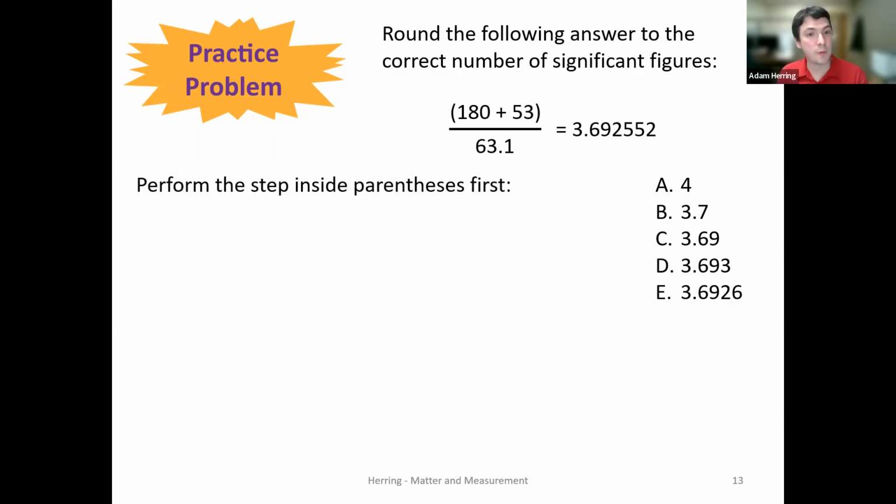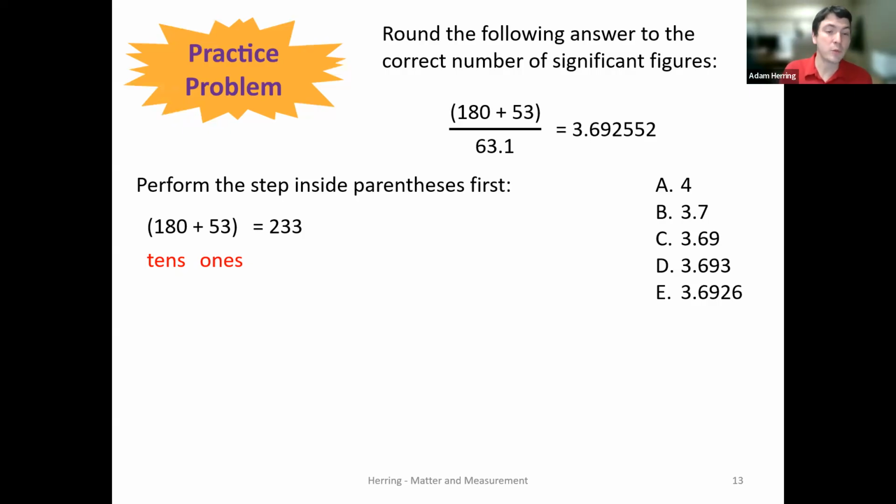We should first perform the steps inside the parentheses. So we have 180 plus 53. That gets us 233. If we evaluate this, we use the rules for addition and subtraction, which is that we evaluate the least precise value in each number. And in 180, the last significant digit is in the tens place, and it's in the ones place in 53. So the 8 in 180 is significant, the 3 in 53 is significant.